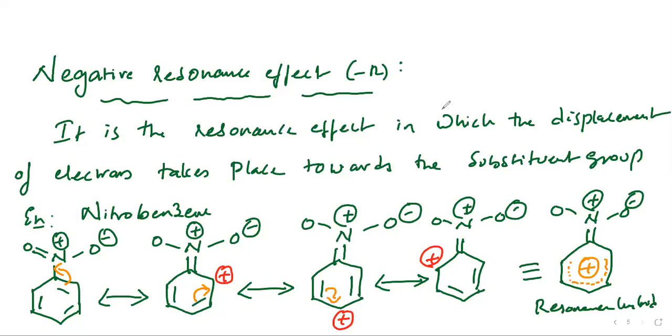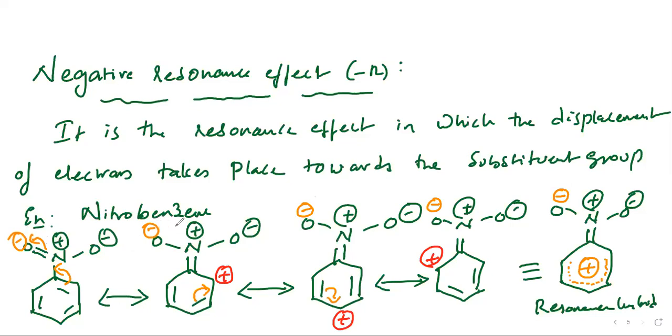So here I have made just a mistake. Here, if you see, students, this pi bond is shifted towards the oxygen, and oxygen is going to get the negative charge. Oxygen is going to get which charge? Negative charge. So here the oxygen is going to get the negative charge. Understood?